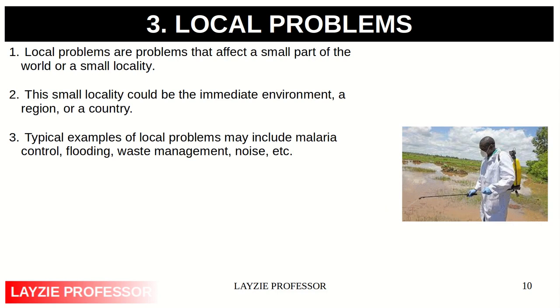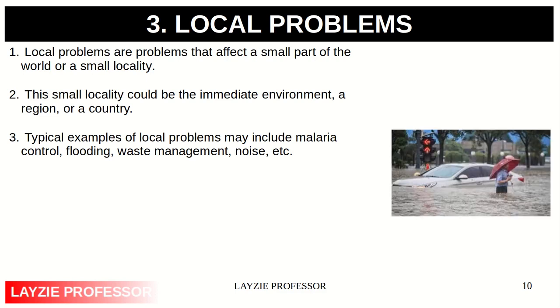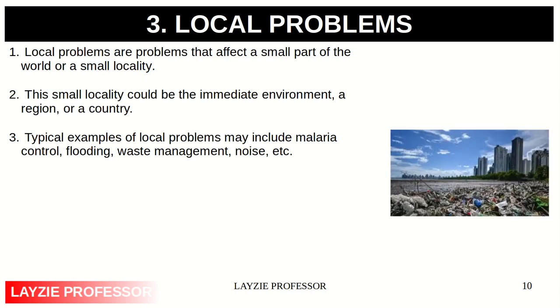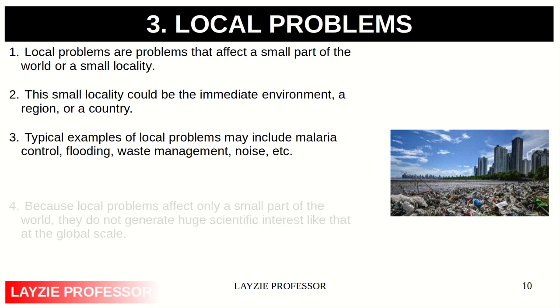So, for instance, if you take something like malaria control, malaria may only affect a small locality, or one particular country, or some small portion of the world. Flooding, for instance, may be related to some community, basically. Waste management may be related to, let's say, treatment of the waste of some institution or some company or whatever it is. So it goes on. And these problems act at a small scale, and because of that, they are local problems.